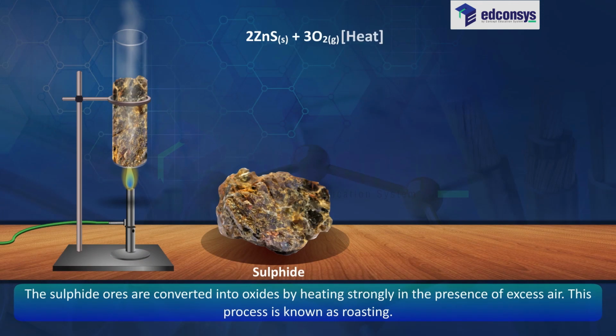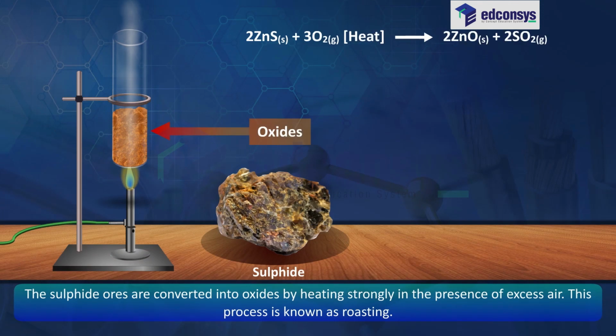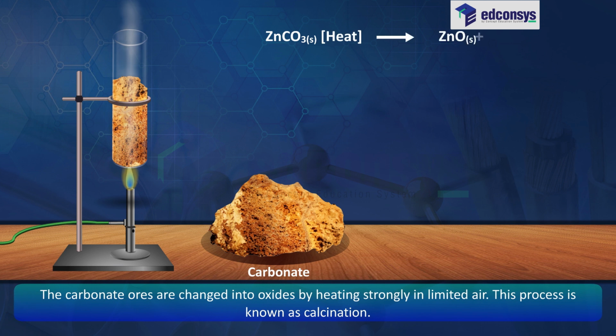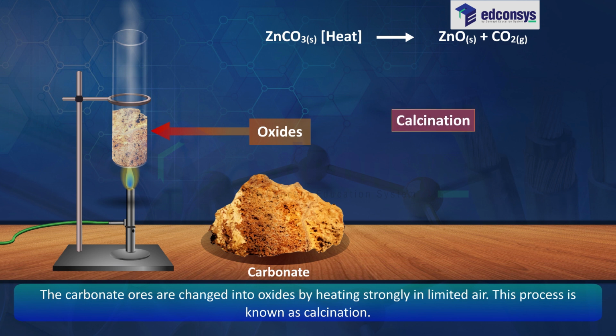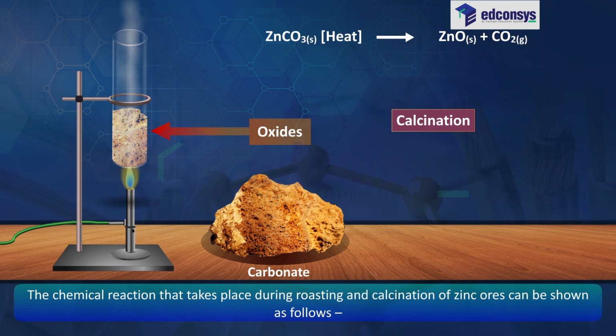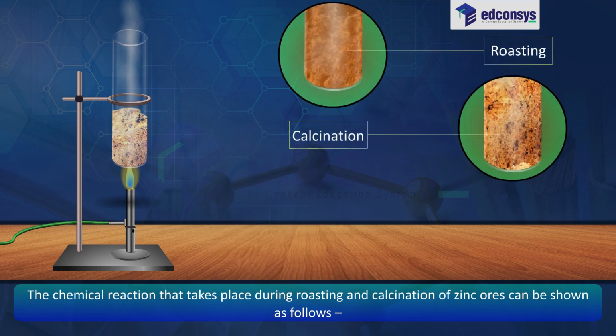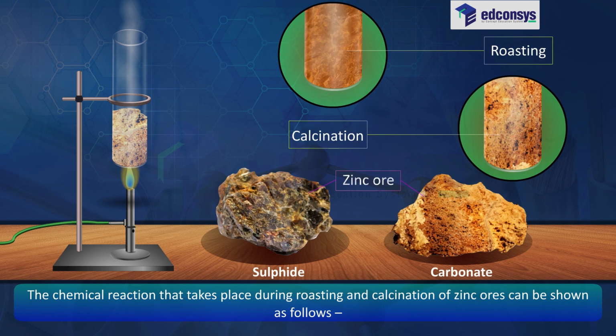The sulfide ores are converted into oxides by heating strongly in the presence of excess air. This process is known as roasting. The carbonate ores are changed into oxides by heating strongly in limited air. This process is known as calcination. The chemical reactions that take place during roasting and calcination of zinc ores can be shown as follows.